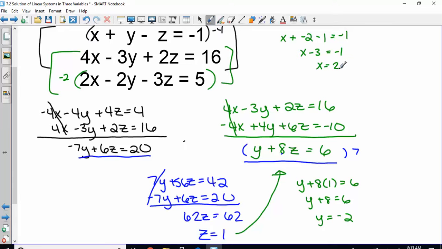Do you have a calculator? Back one second. You're welcome.